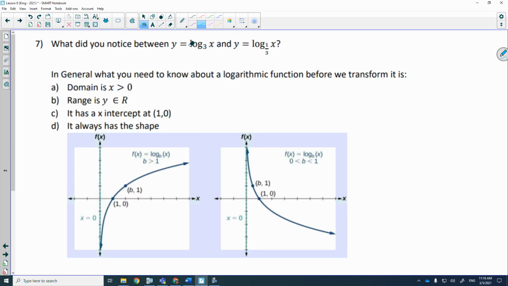Again, what do you notice between log base 3, log base 1/3, vertical reflections? These points here, these are just the notes that we just went over several times, right? Domain for the argument must always be greater than 0. Here the argument is just x. Our range is y an element of the reals. These graphs would have an x-intercept at 1, 0, and it will always have a certain shape.